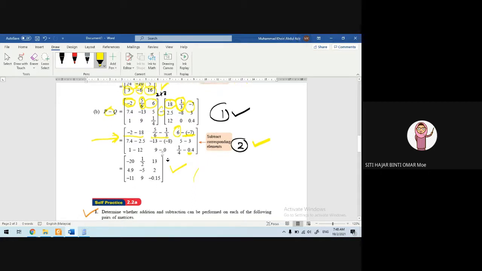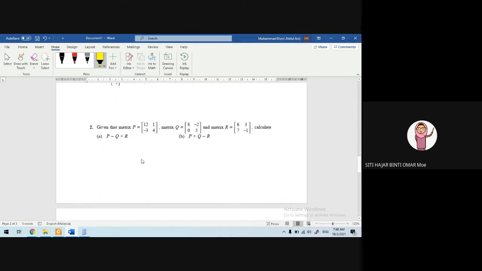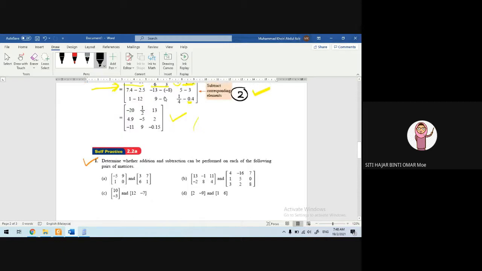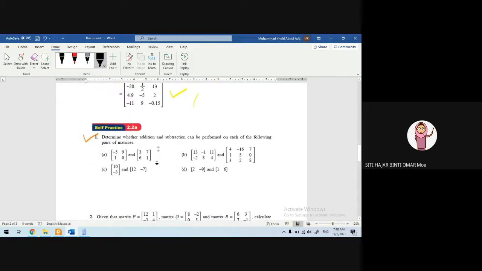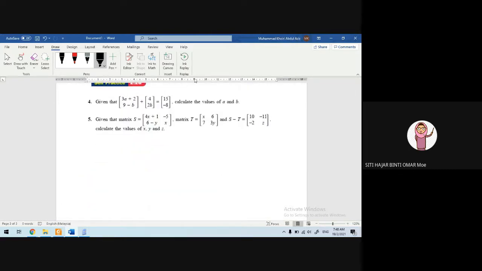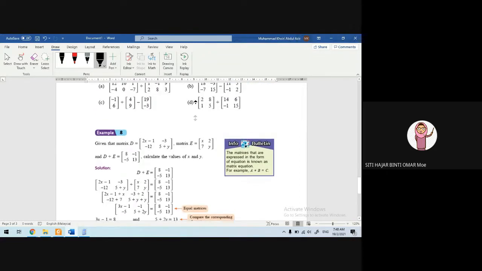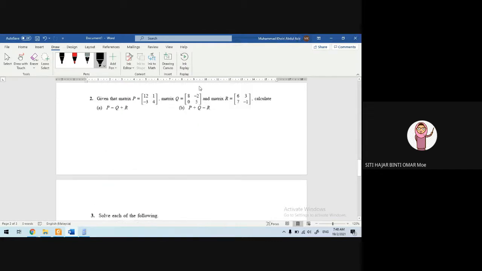Okay. So this tambah dan tolak ni, you practice for number 2. Okay, tengok number 2. Dalam latihan, ya, extensive self-practice. Okay, number 2. Number 2 buat nanti. So in number 2, we have 3 matrices, and it is a combined soalan. Okay, let's look at number 2A.